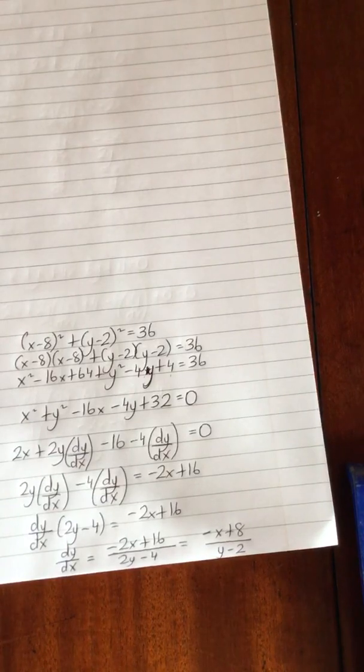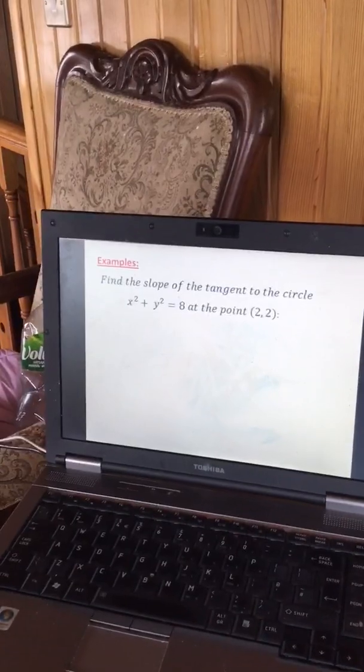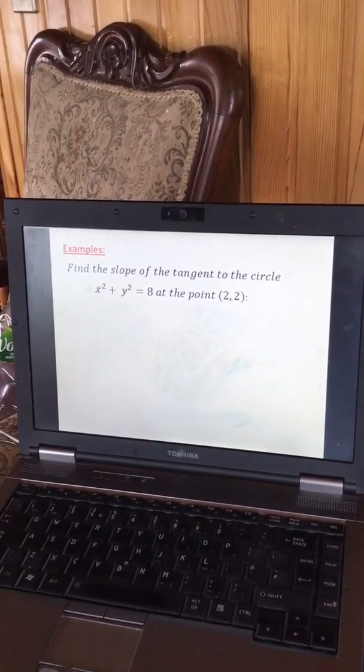Okay, so the first 3 examples are just showing you how to actually find dy dx from any type of circle equation. The type of question that I can imagine would come up would be one like this, where you're actually asked to find the slope. Because remember, in the 3 examples that we just did, you weren't asked to find the slope, you were just asked to find dy dx.